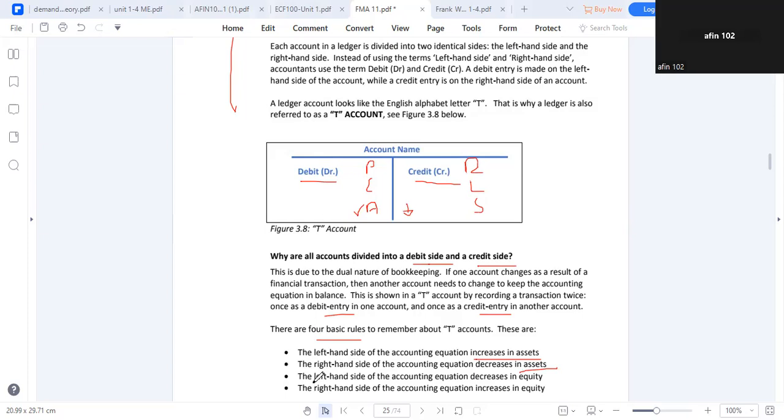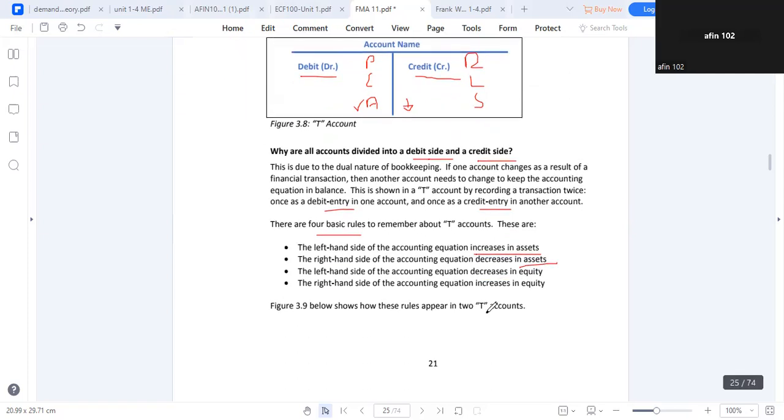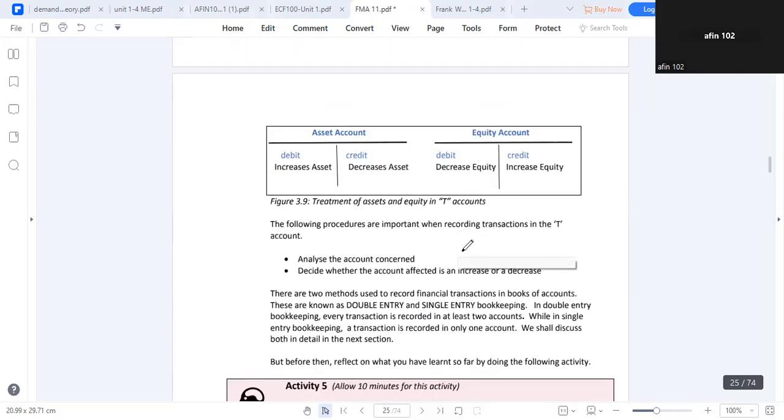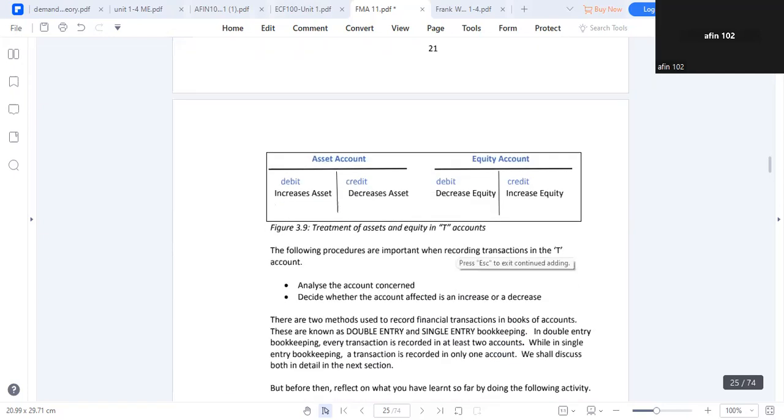So the left side also decreases equity. So this is our revenue, equity. So if you want to increase equity, we credit it. If you want to decrease it, we debit it. So this is our T account. So we need to understand how the treatments are done. At this point, are we together before I proceed? Are we together? Yes. Proceed?